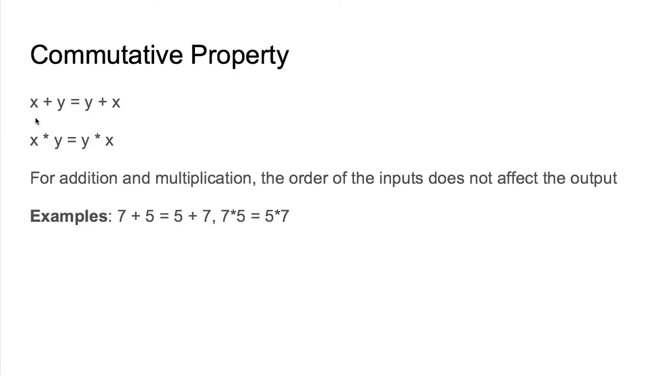Or in the form of expressions, this looks like x plus y equals y plus x for all x and y. Similarly, for multiplication, x times y equals y times x. Or in plain words, this means that we can switch the order of the inputs for addition and multiplication without affecting the results. We can take a look at a few examples here. 7 plus 5 is equal to 5 plus 7 because both equal 12. Here, 7 times 5 is equal to 5 times 7 and both equal 35.